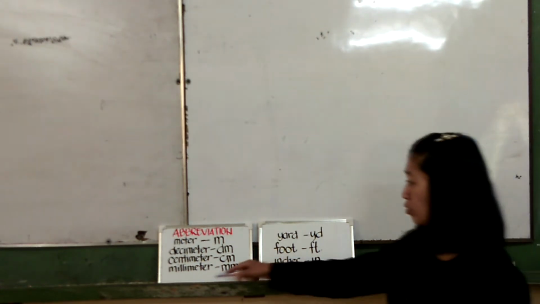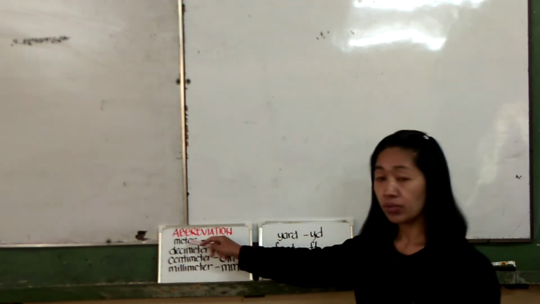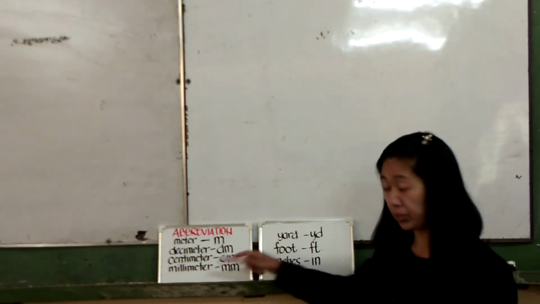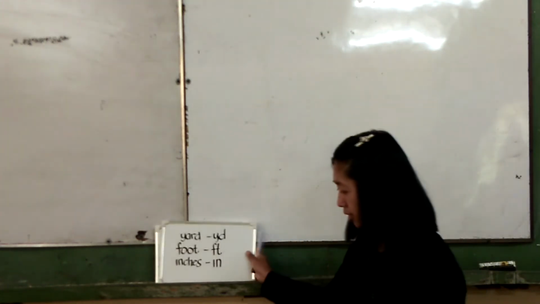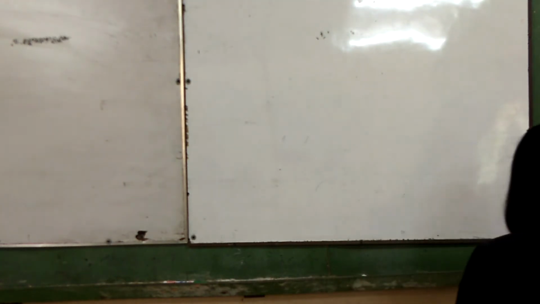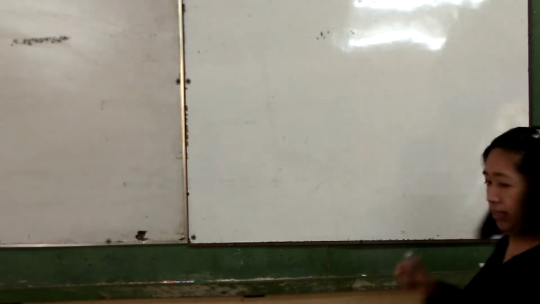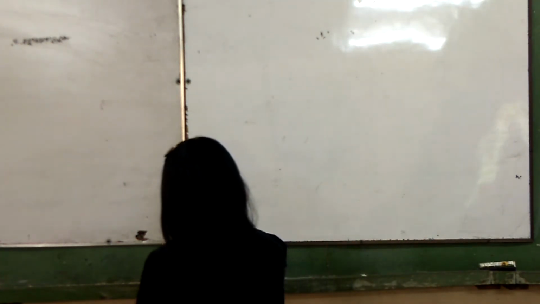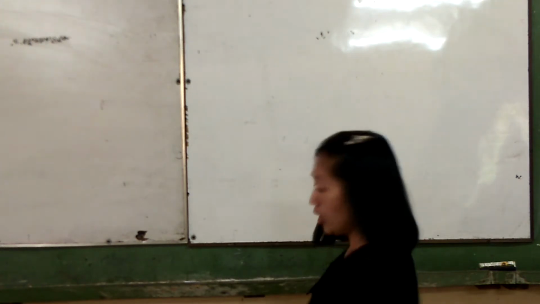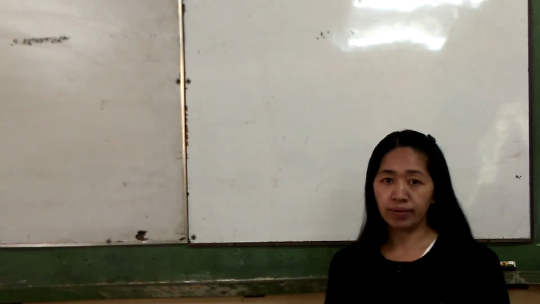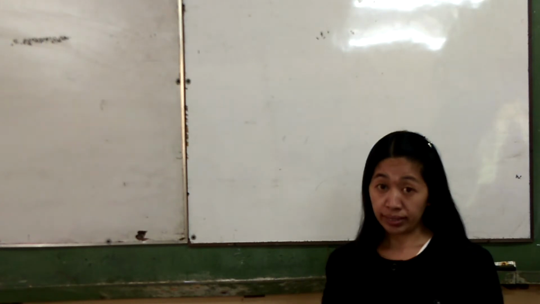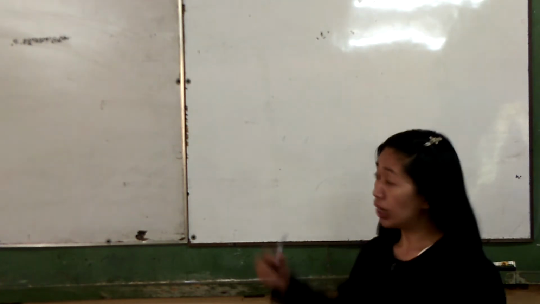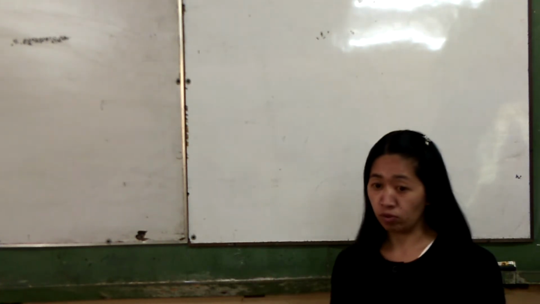Okay, so there is no need for you to write the whole measurement here because we abbreviated it to shorten the word. Okay, let's proceed. Okay, so let's start to solve by using your metric and English system of measurements. So I will write here the problem and let's try to solve.